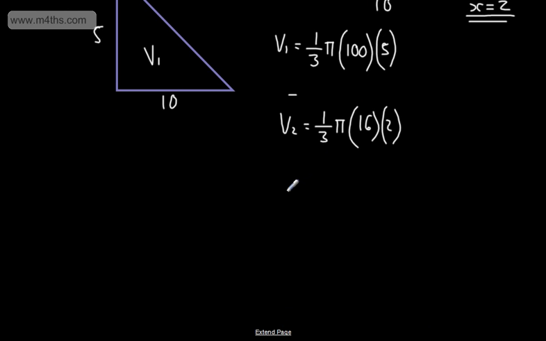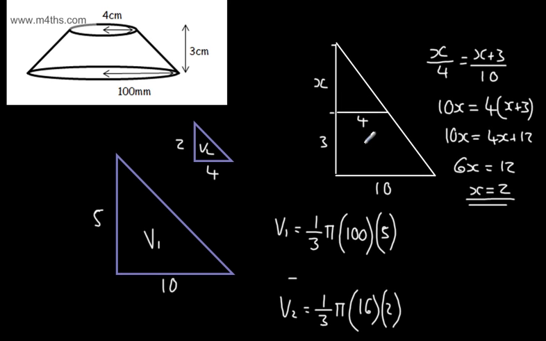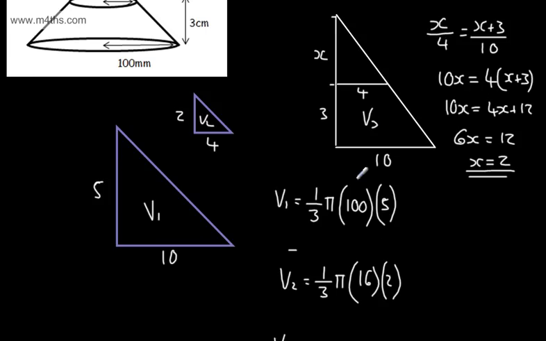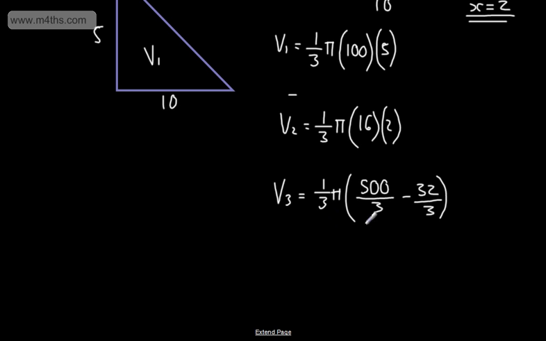So if I do this, I can write that the volume, we'll call this V3, is the part we're looking for, the frustum. So V3 is going to be V1 minus V2, so let's write this here. V3 is going to be, we can write this as 1/3 pi. This is going to give me 500 over 3, 5 times 100 divided by 3, minus now 32, so 32 over 3. So I'm remaining now accurate with these fractions, and we can tidy up from there.